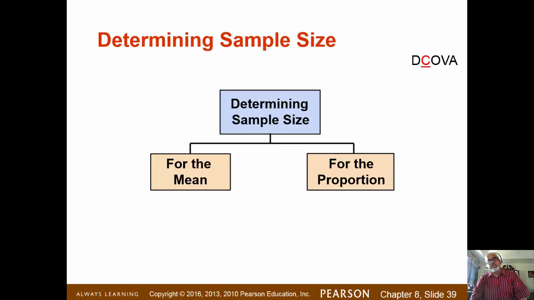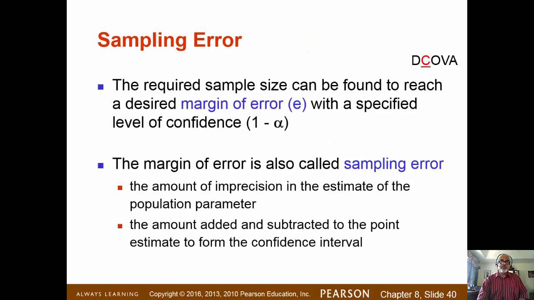So the next topic is determining sample size. We're going to look at two different cases like we have done previously. We look at the case where we are talking about population mean mu, and the second case would be when we talk about population proportion pi. They both follow the same kind of sequence logic. Sampling error, or in other words the margin of error, is what it is related to.